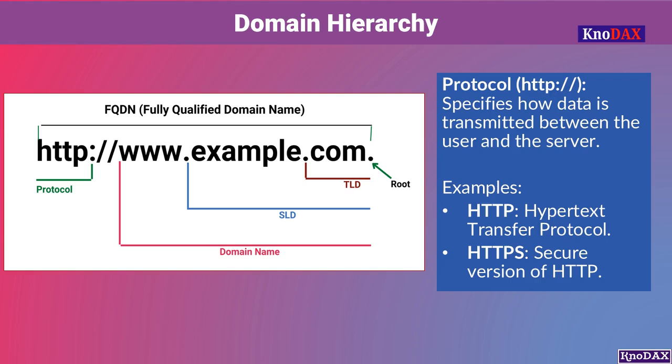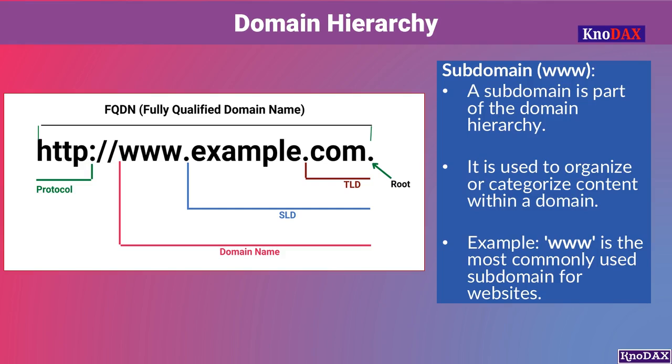http://example.com. The protocol specifies how data is transmitted between the user and the server. Common protocols include HTTP, which stands for Hypertext Transfer Protocol, and HTTPS, which is the secure version of HTTP. A subdomain is a part of the domain hierarchy, often used to organize or categorize content within a domain. For example, www is the most commonly used subdomain for websites.